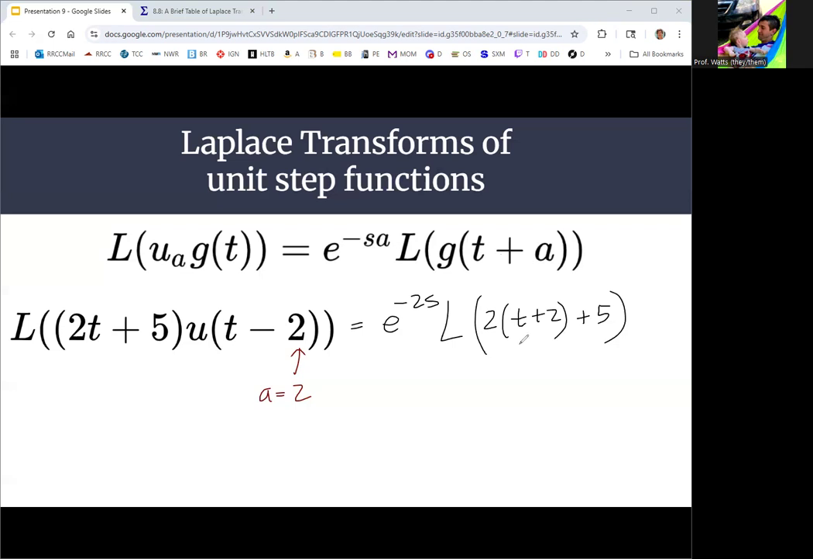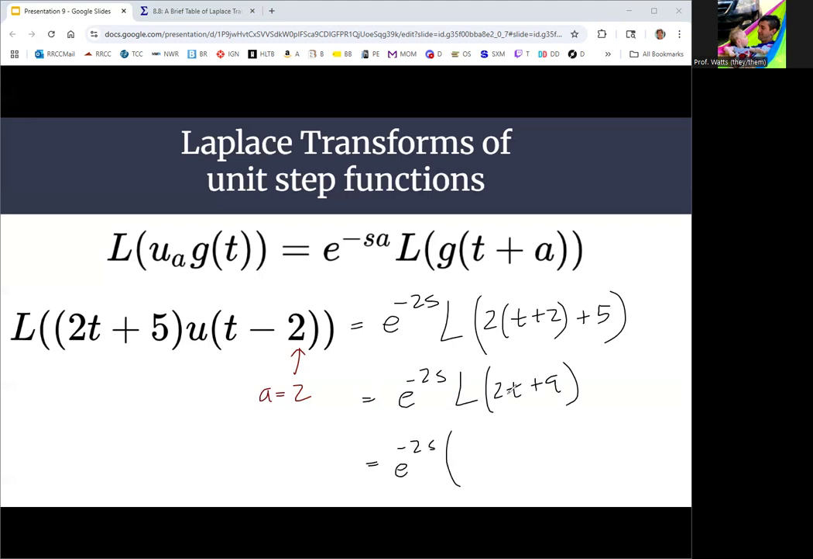So that takes care of the shift. And then I still need to take the Laplace transform, but let's go ahead and simplify. First, distributing the 2, and then 4 plus 5 is 9. Now we learned a couple of Laplace transforms earlier.